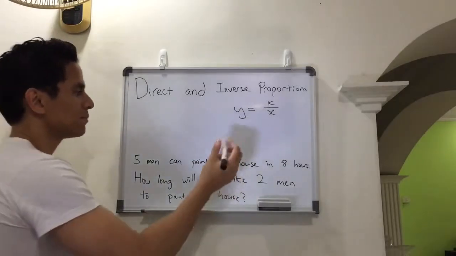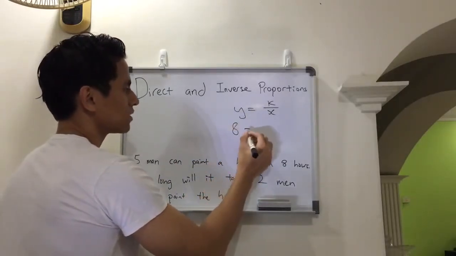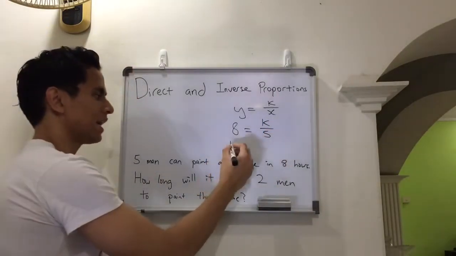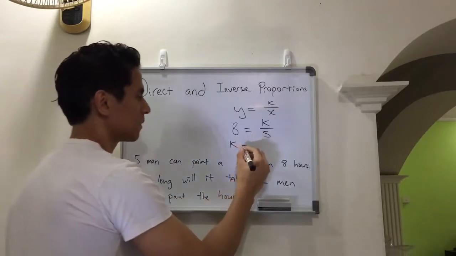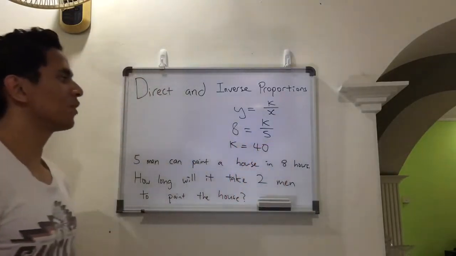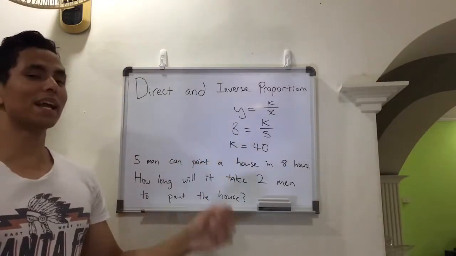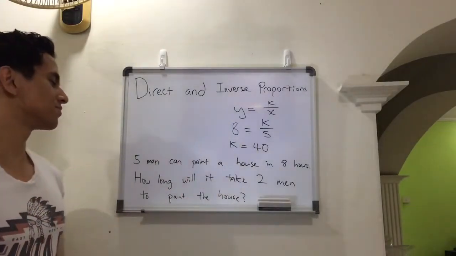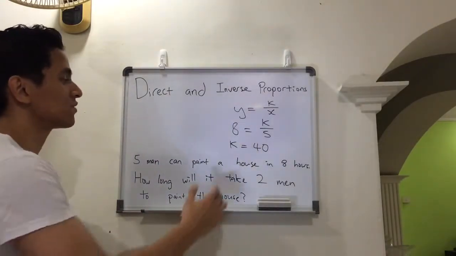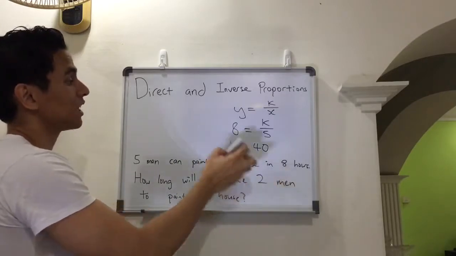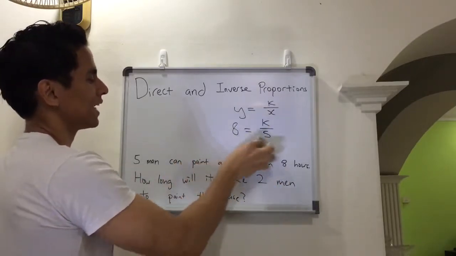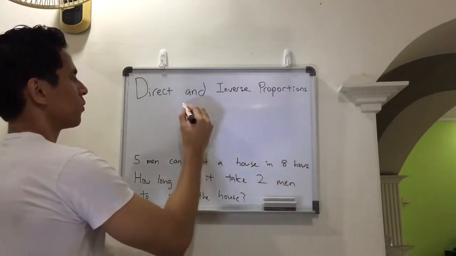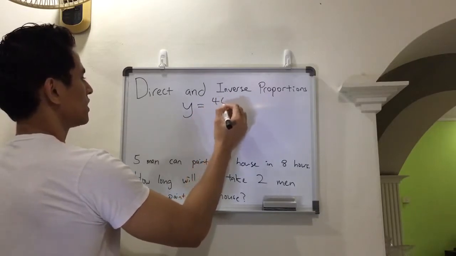So now, simply, you can just say 8 equals k over 5. Therefore, k will be 40. So now we have identified that the total man hours needed to complete painting the house is 40 hours. Alright, so that's a really good, important step. So now let me change this equation again now that we have found k. I'll write y equals 40 over x.